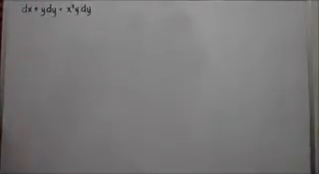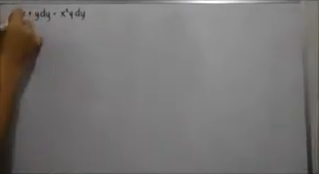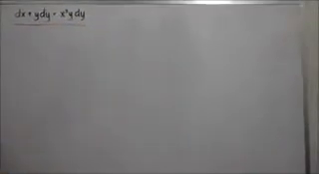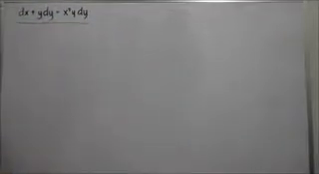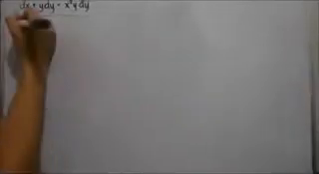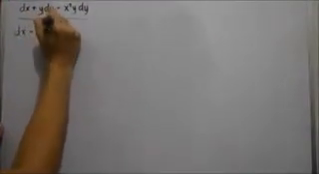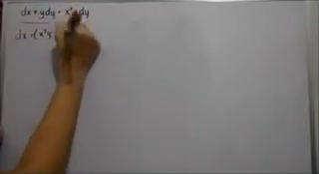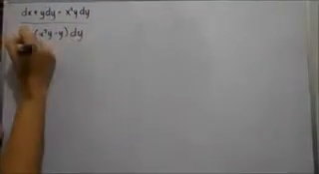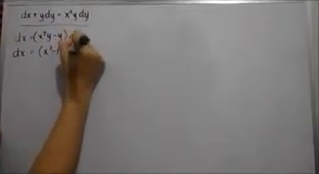So first, we're going to discuss the separable differential equation, which we are given with this equation: dx plus y dy equals x squared y dy. When we say separable, we need to separate the x component from the y component. So transpose y dy to the right: dx is equal to x squared y minus y times dy. Then dx equals x squared minus 1 times y dy.